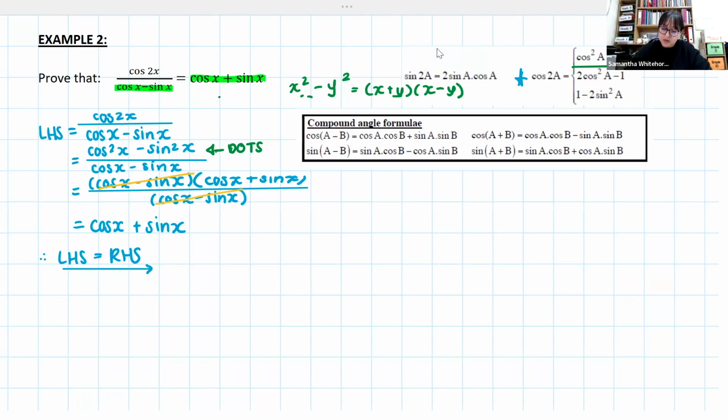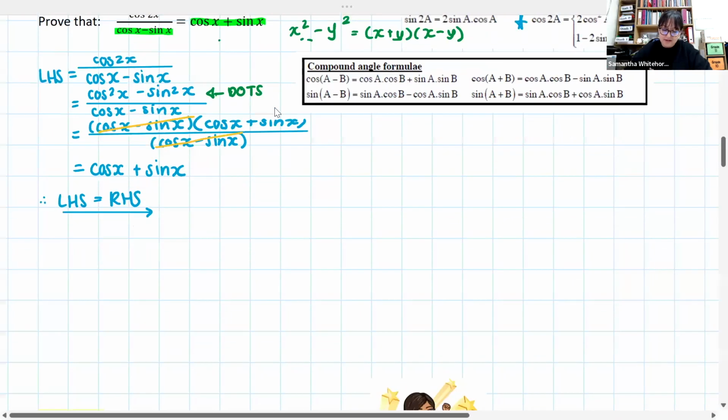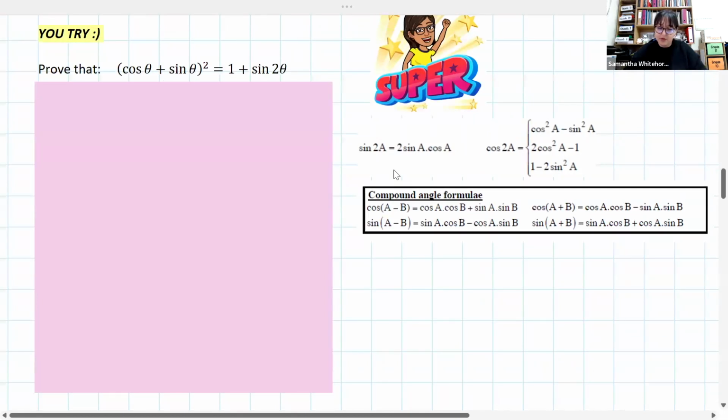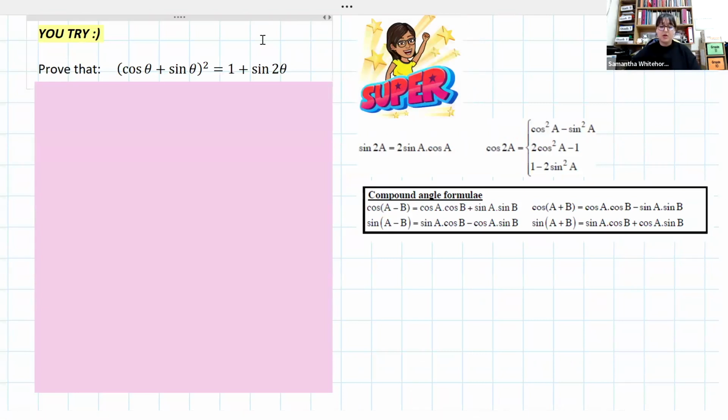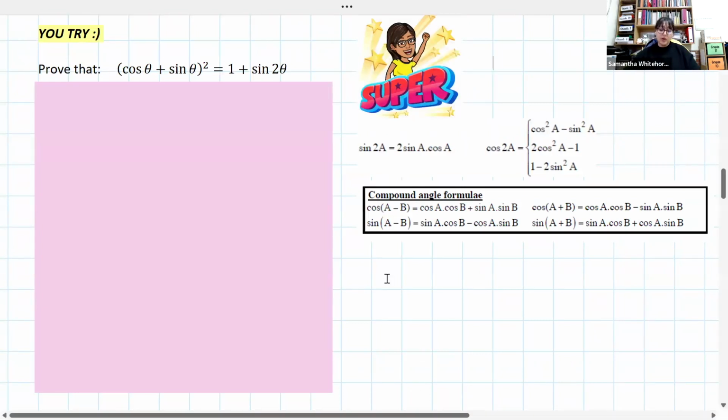Yes, we're taking those screenshots. And then I think this is another one where I've asked you to try. Yes. Okay, so there's a question here that I've asked you to try by yourselves. We want to prove this identity: (cos theta plus sine theta) squared equals 1 plus sine 2 theta. So I want you to give this one a try.